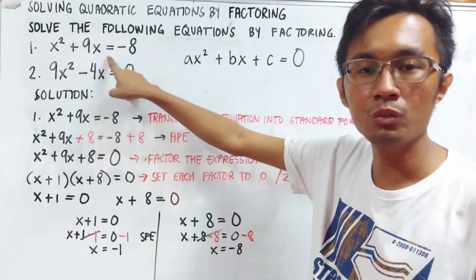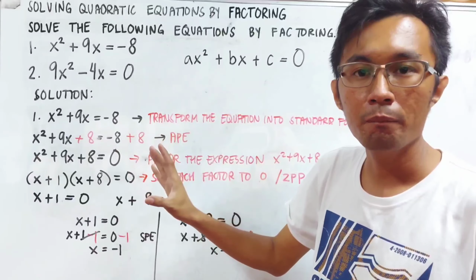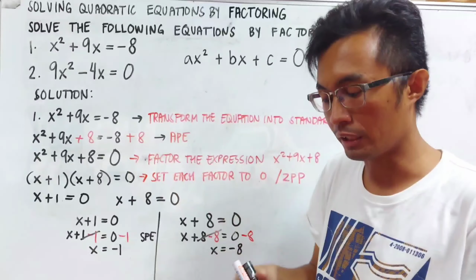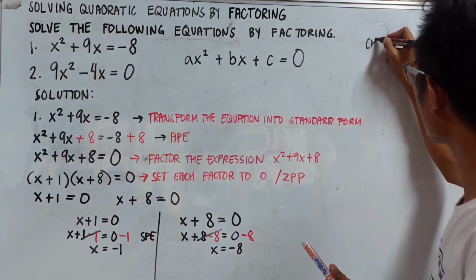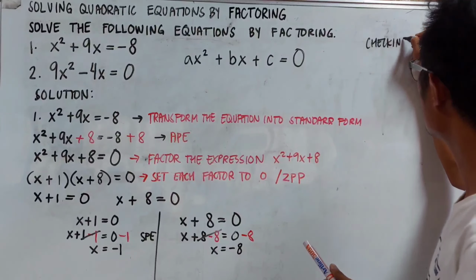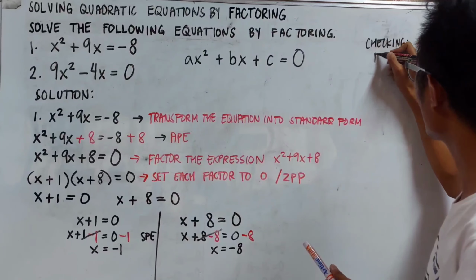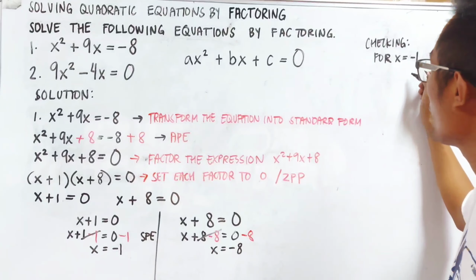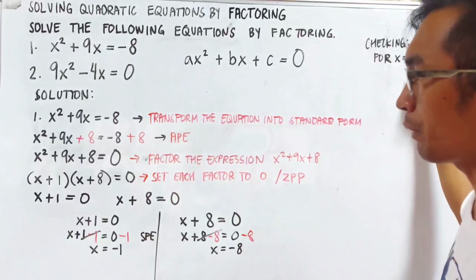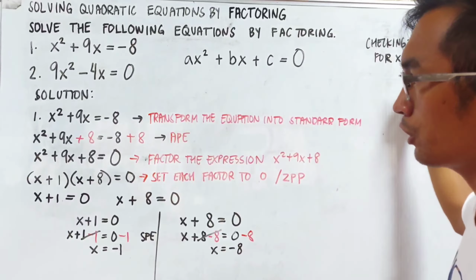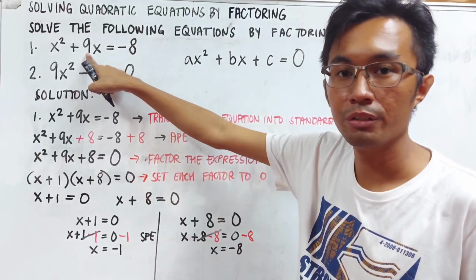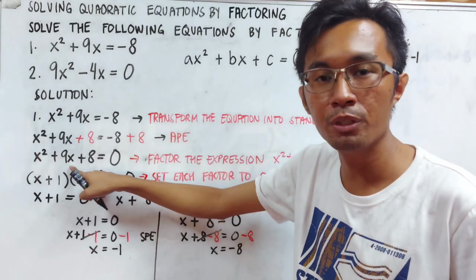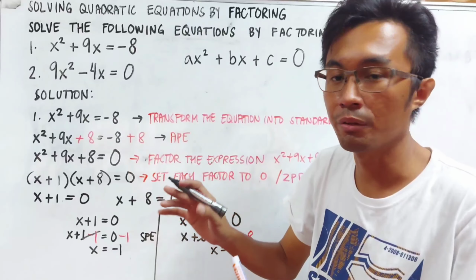So, titignan natin, isa-substitute natin by checking. Check natin. So, checking for x equals negative 1. Okay, i-substitute natin yung negative 1 to the given quadratic equation dito sa standard form niya. X squared plus 9x plus 8 equals 0. Or, pwede rin dito. So, dito na lang natin sa standard form para makita natin na 0 equals 0.